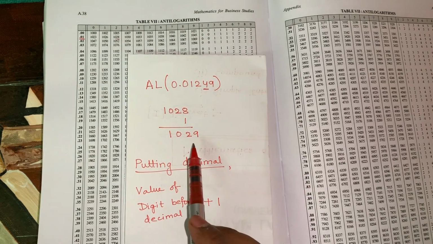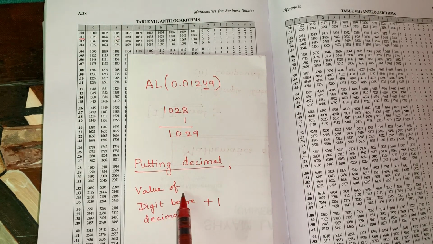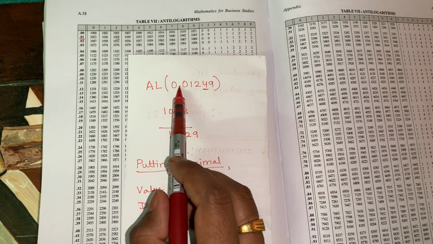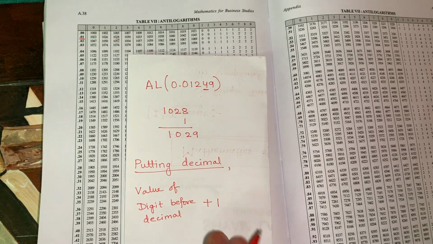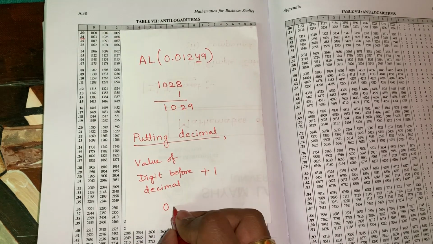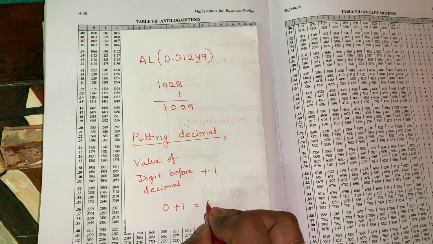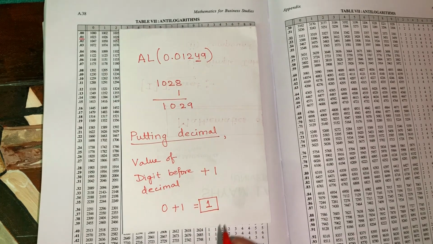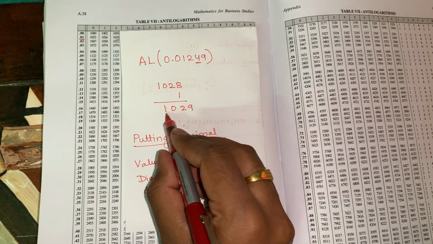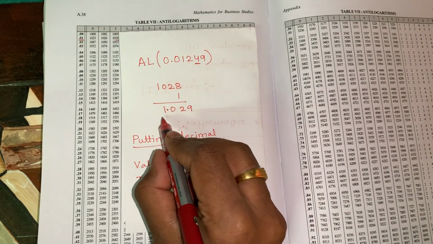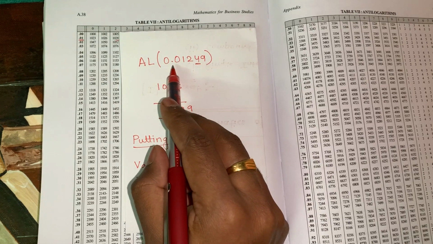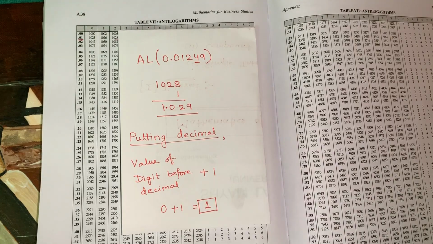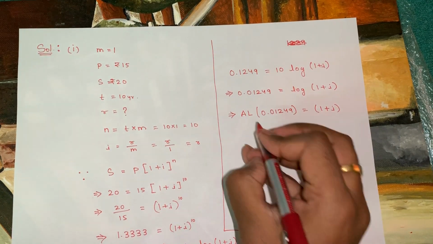So the formula for putting the decimal here is the value of the digit before the decimal plus 1. So here the value of the digit before the decimal is 0. So this becomes 0 plus 1, which is equal to 1. Hence we will put the decimal after one digit in the obtained value. So after one digit we put a decimal here. Hence the value of antilog 0.01249 becomes 1.029.